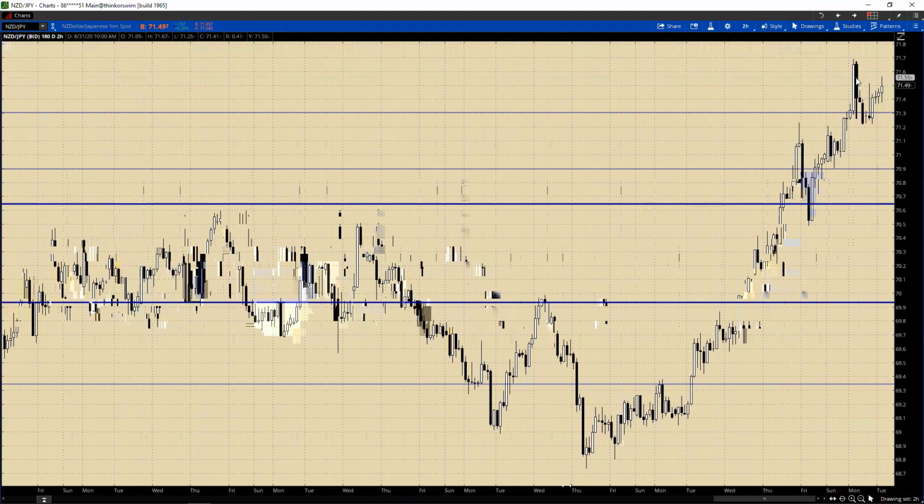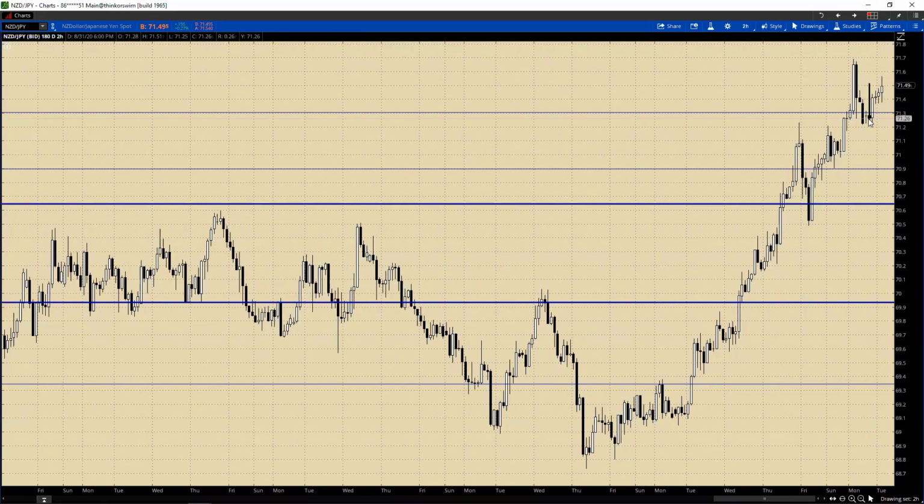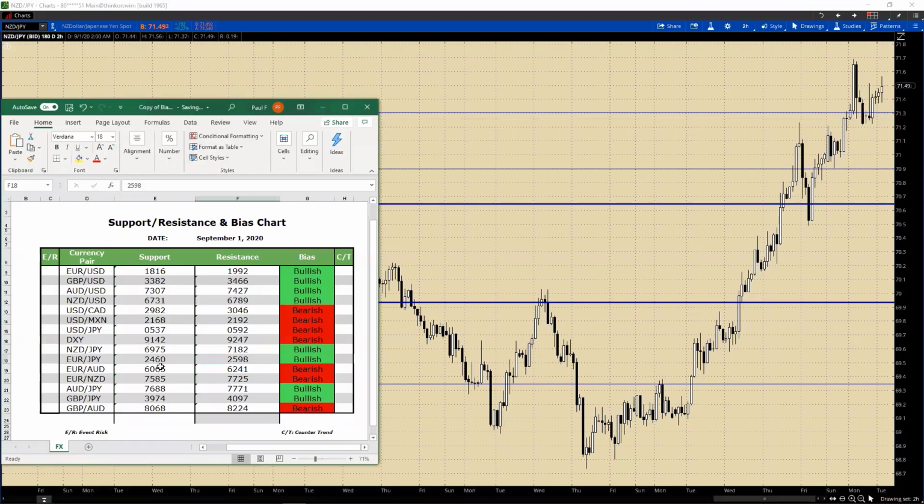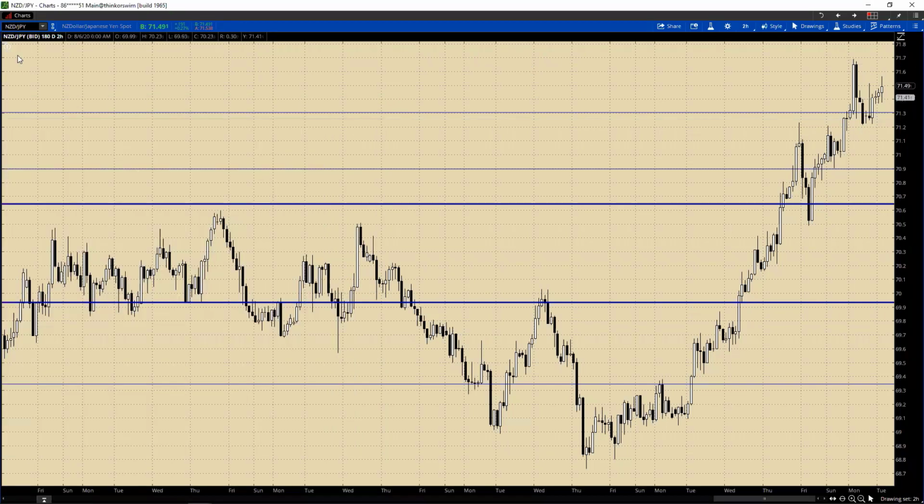If we were to break lower, doesn't seem likely, but that would be support down here at 71.26. We do have this level here, but this would be where the support would come in. We could test it, but the true support would come in at 71.26. Onto the euro yen.